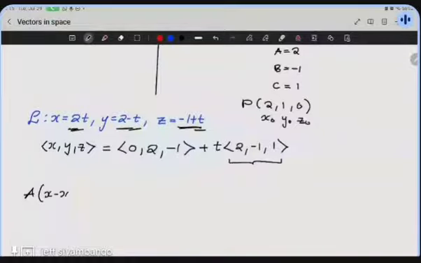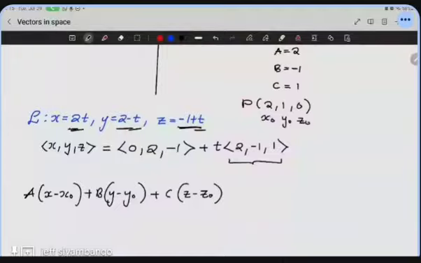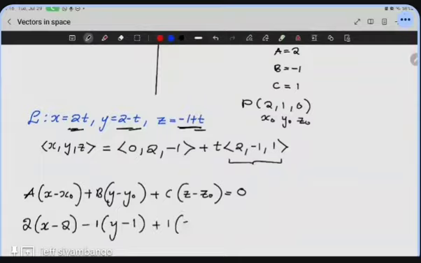a(x minus x0), b(y minus y0), c(z minus z0). Our a is 2. Our x0 is 2. Our b is -1, making this sign a minus on the middle. Our y0 is 1. Then our c is 1. And our z0 is 0.